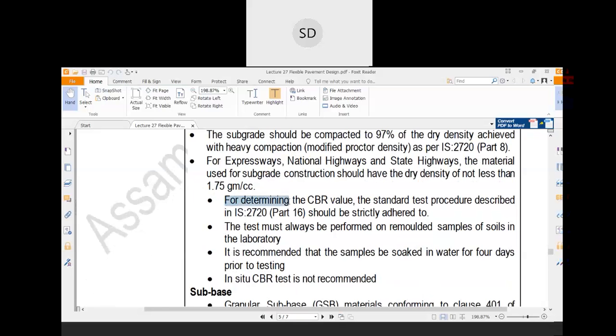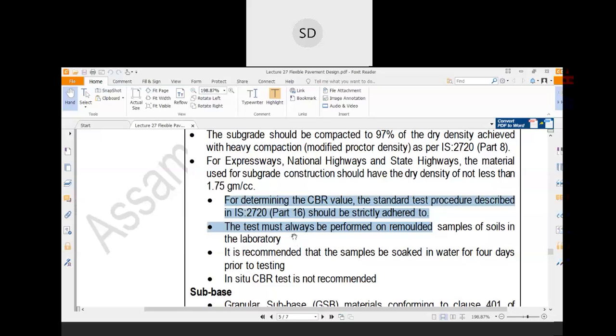Now, for determining the CBR value, the standard test procedure described in IS 2720 should be strictly adhered to. You know that the CBR test is conducted to find the subgrade strength, and it should be conducted as per the instructions given in IS 2720. About that CBR test we have already discussed. After we complete the syllabus, we will discuss all the tests along with some video lectures.